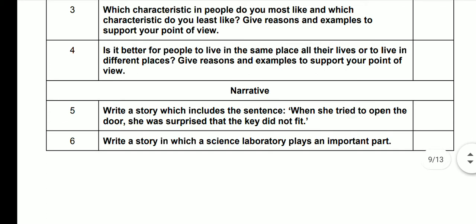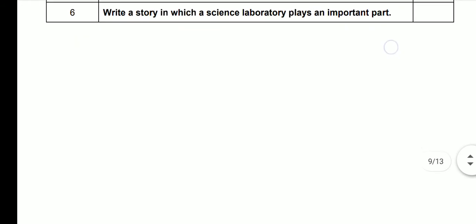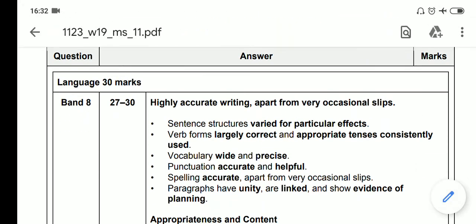So narrative writing: write a story which includes a sentence: when she tried to open the door, she was surprised that the key did not fit. Number 6, write a story in which a science laboratory plays an important role. Now today we are going to see the marking scheme. Total marks are 30, and all these 30 marks are for language.